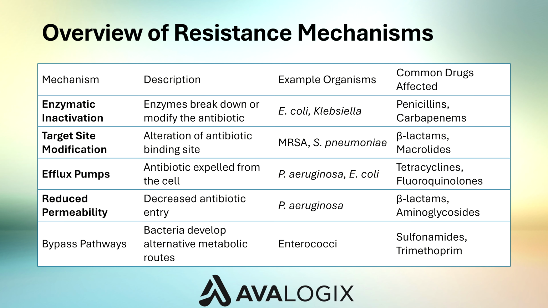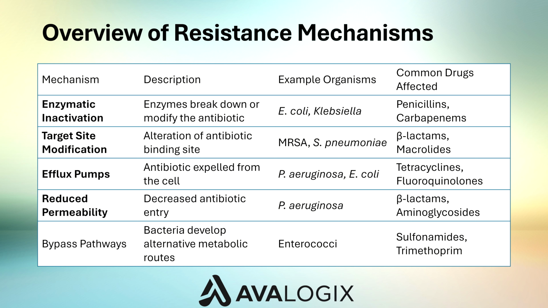Let's take a bird's-eye view of how bacteria resist antibiotics. There are 4 major mechanisms. Enzymatic inactivation. Bacteria produce enzymes that chemically destroy or modify the antibiotic. Think of it like cutting the red wire on a bomb. It deactivates the threat. Target site modification. The antibiotic's target, like a ribosome or enzyme, gets altered, so the drug can no longer bind effectively. It's like changing the lock so the key no longer fits.